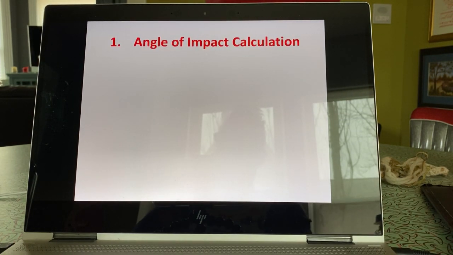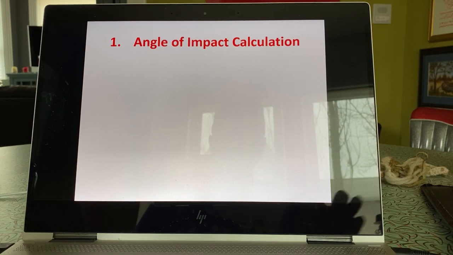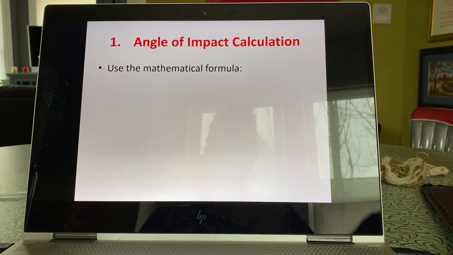Okay, so when you've identified a cluster of stains, the first thing you wanna do is calculate the angle of impact of that particular stain. And what that means is basically what angle did that blood hit that surface at? So whether it's blood that's been flung against a wall, blood that is on the floor, blood that's on a couch.